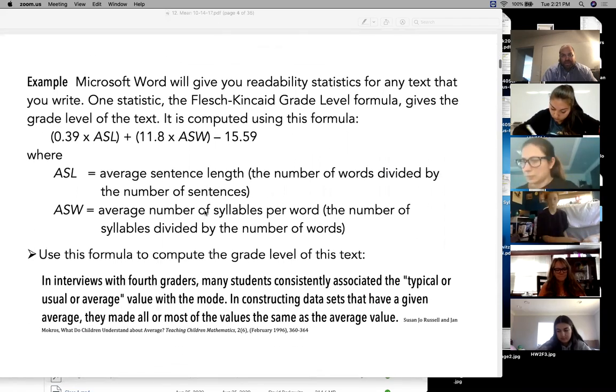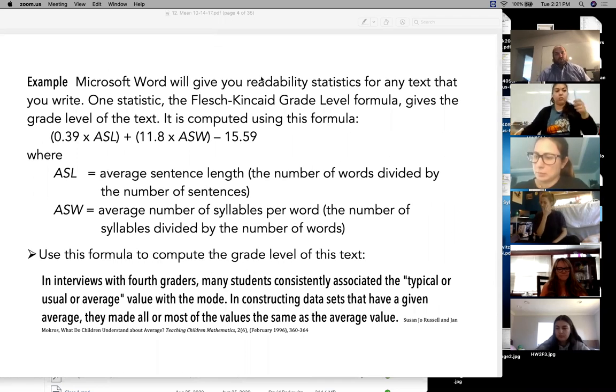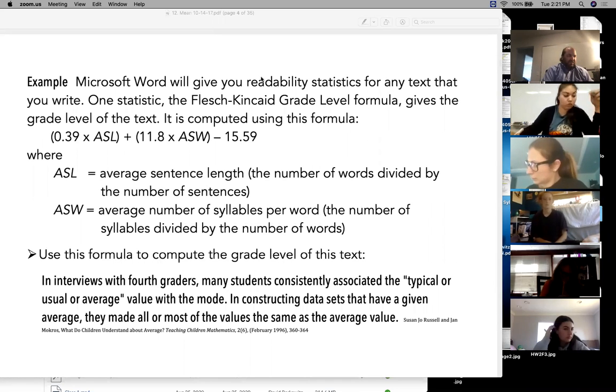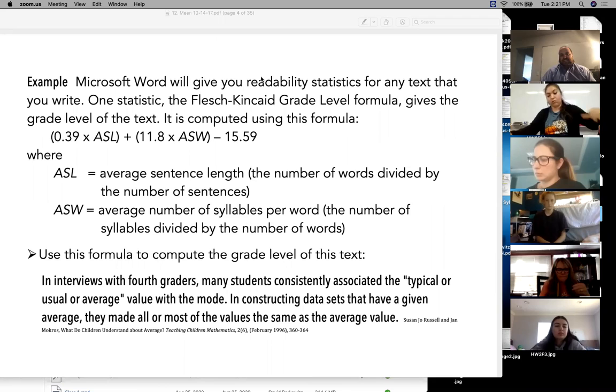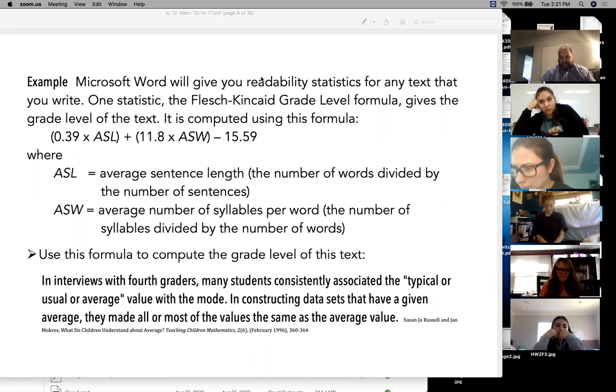Microsoft Word will give you readability statistics for any text that you write. One statistic, the Flesch-Kincaid grade level formula, gives the grade level of the text. It is computed using this formula: 0.39 times ASL plus 11.8 times ASW minus 15.59. That gives you your grade level.